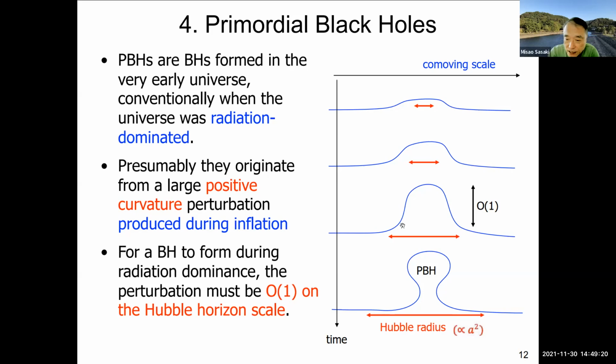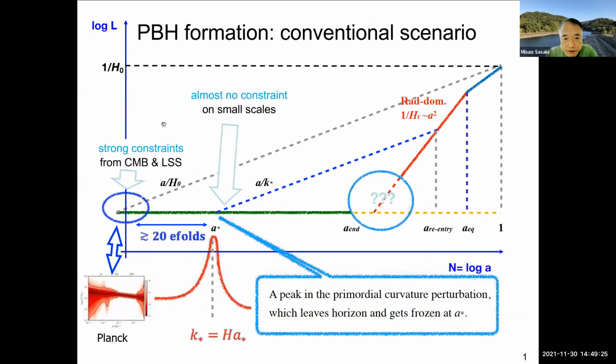Okay, so if you draw that in this space-time diagram again, this is what you have. On very large scales, the CMB scales or large-scale structure scales, you have very strong constraints from Planck data. This picture is perhaps a bit too small for you, but anyway, it is a constraint on the initial primordial power spectrum of the curvature perturbation. The primordial curvature perturbation amplitude is very strongly constrained to be about 10 to the minus 10.